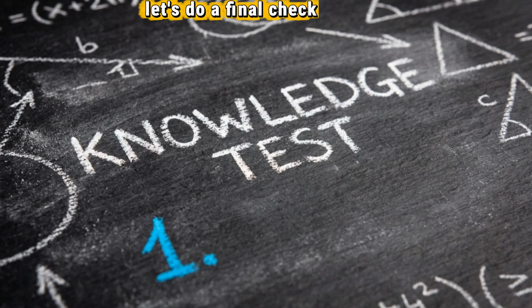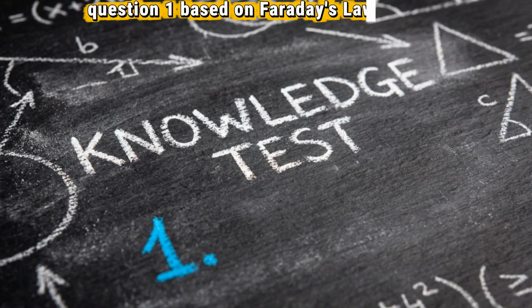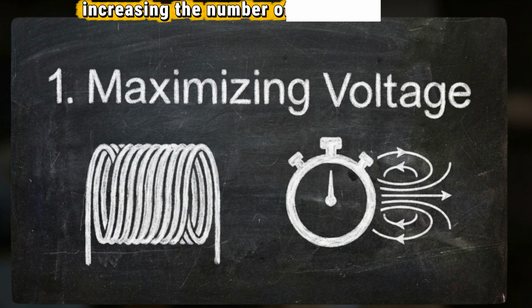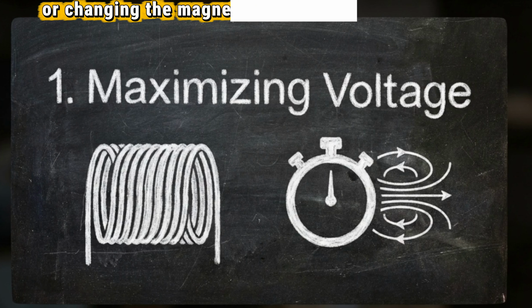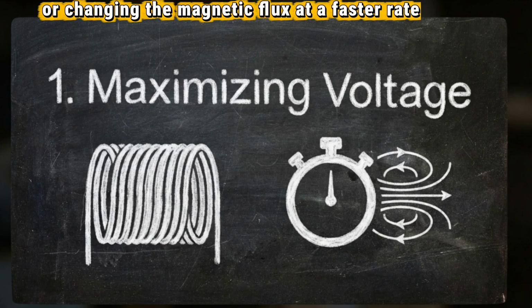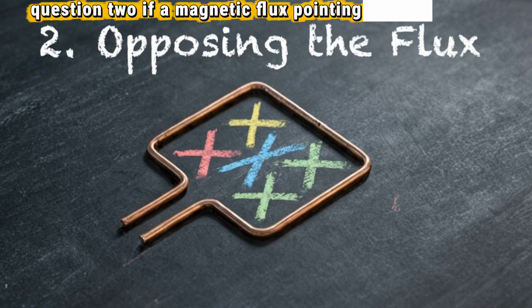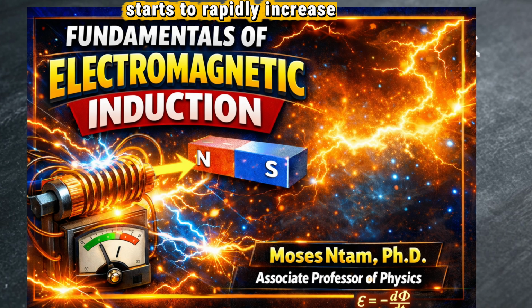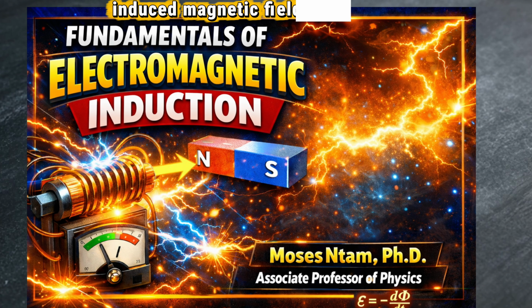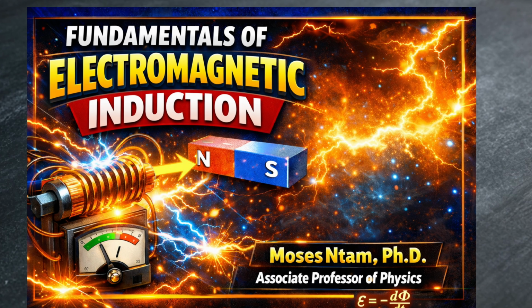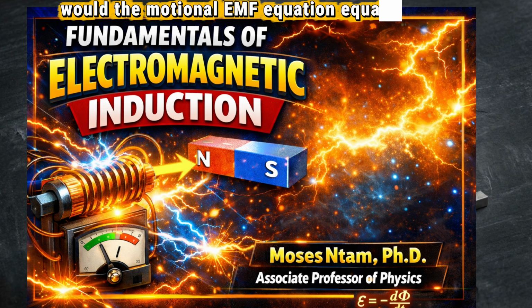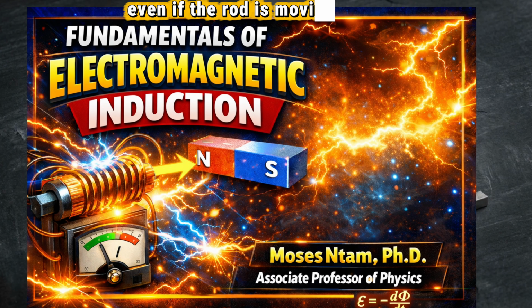Let's do a final check. Question 1. Based on Faraday's law, what makes the induced voltage larger, increasing the number of wire turns or changing the magnetic flux at a faster rate? Question 2. If a magnetic flux pointing into the page starts to rapidly increase, what direction must the loop's induced magnetic field point to oppose it? Question 3. Under what condition would the motional EMF equation equal 0, even if the rod is moving?